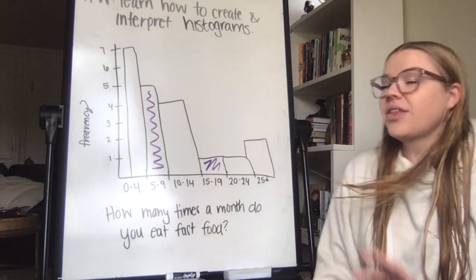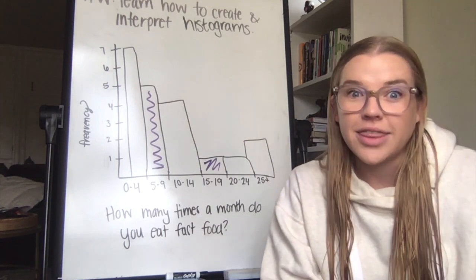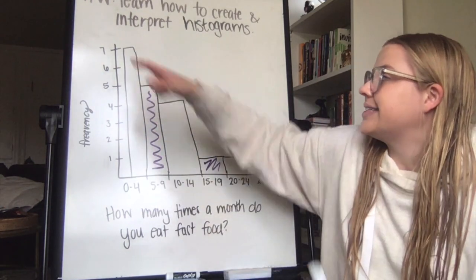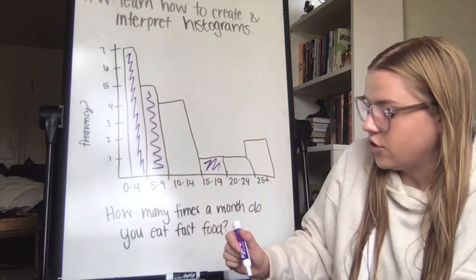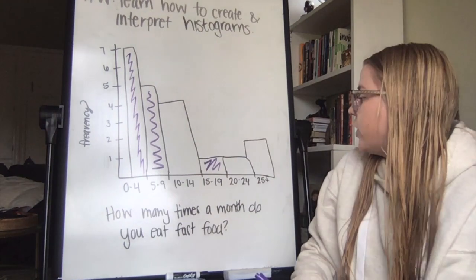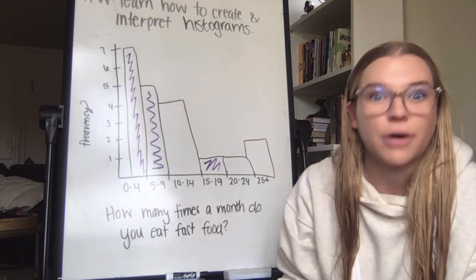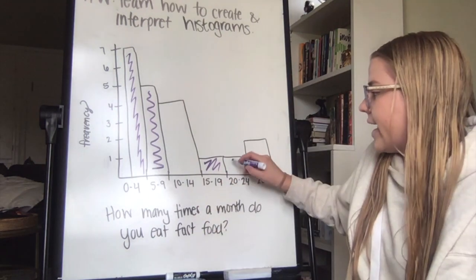What about between 0 and 4 times per month? That is my highest answer. That is 7. That means that 7 people answered that they eat fast food 0 to 4 times per month. All right, what about between 20 to 24 times per month? That one, again, is 1.